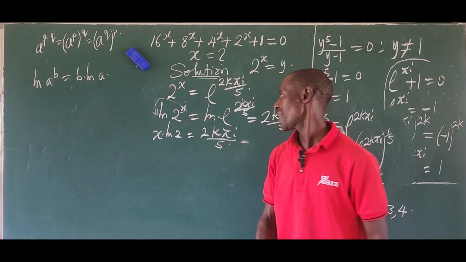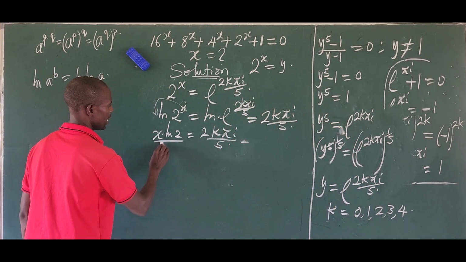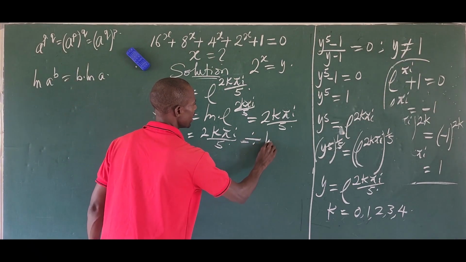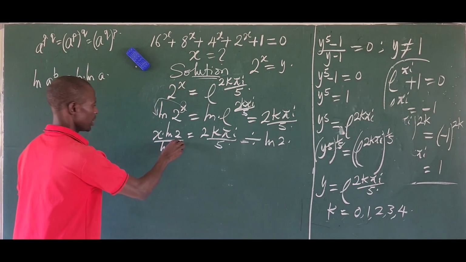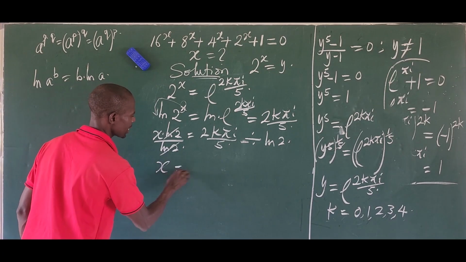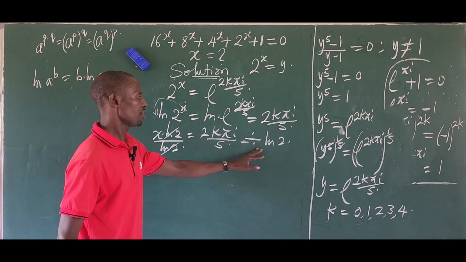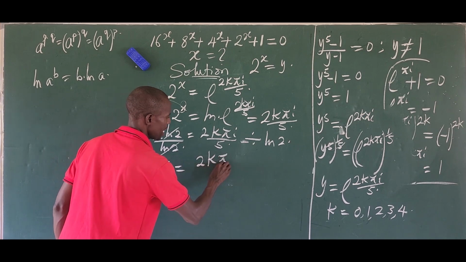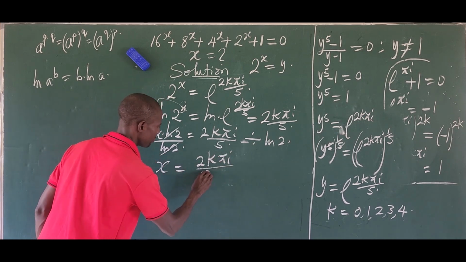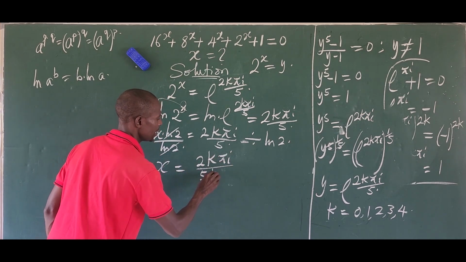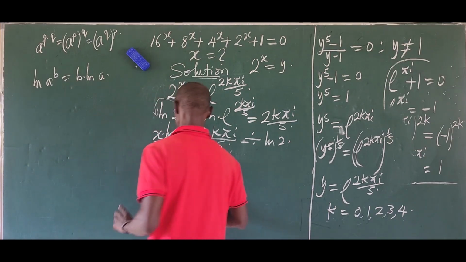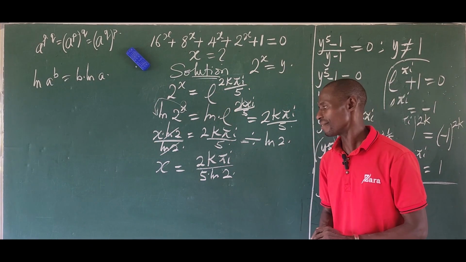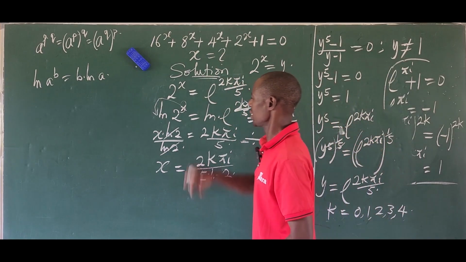We are looking for x, right? So we divide by ln of 2. We equally divide this side by the ln of 2. So we now have our x equal to 2kπi all over 5 times the ln of 2. This is the value of our x that satisfies this equation.